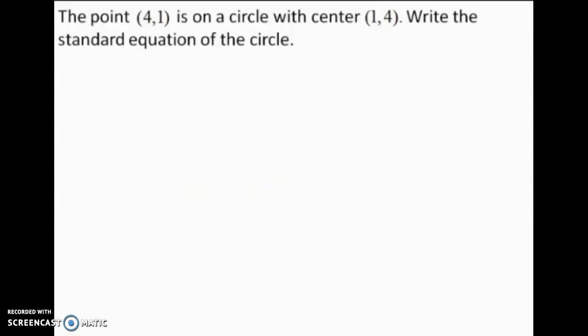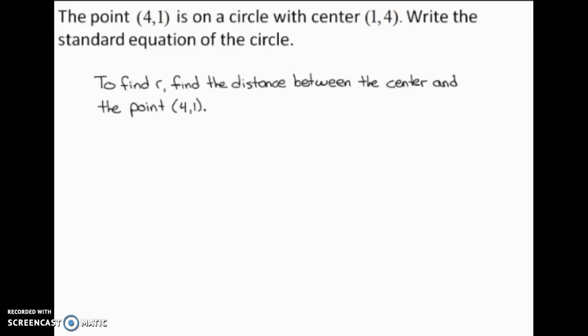The point 4, 1 is on a circle with center 1, 4. Write the standard equation of the circle. To write the standard equation, you need to know the values of h, k, and r. To find r, find the distance between the center and the point 4, 1. The distance r from the center to the point 4, 1 is given by r equals the square root of the quantity 4 minus 1 squared plus the quantity 1 minus 4 squared, which simplifies to r equals the square root of the quantity 3 squared plus the quantity negative 3 squared, where r equals the square root of 18.